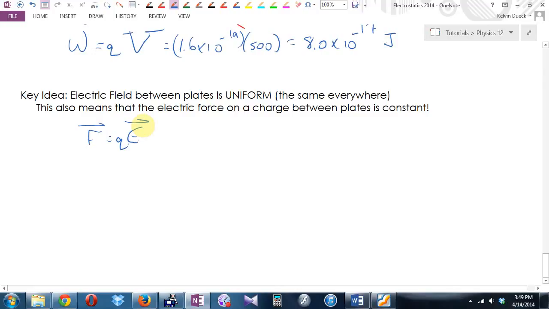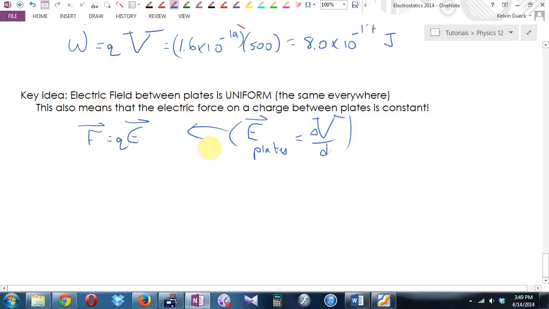That one works for both point charges and plates because that was a definition equation. That was where I defined what electric field was. I said electric field was the force per coulomb, which also means that force is the charge times the electric field at that location. And remember, electric field between plates is voltage divided by distance, so that could even go in there too if you needed to.